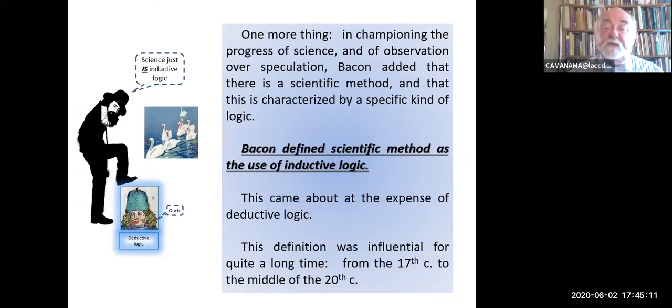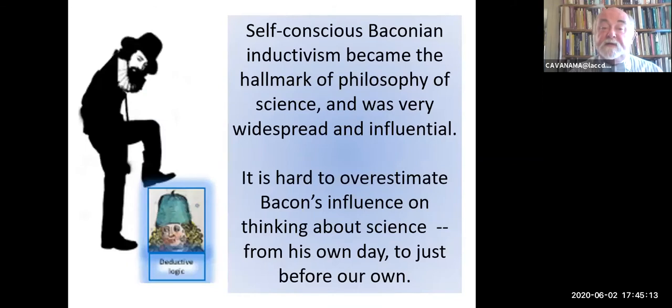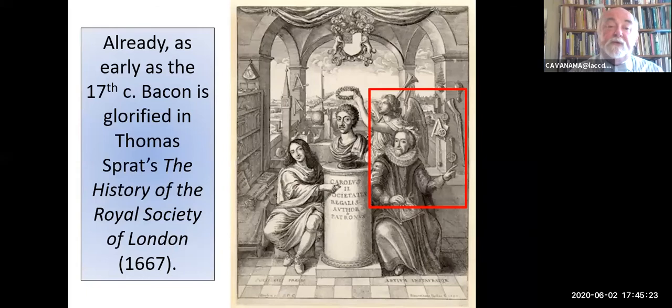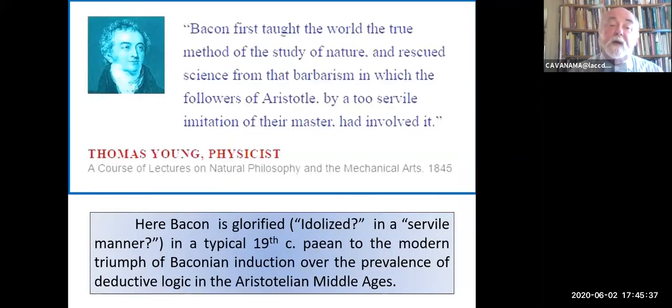And this was influential for quite a long time, from the 17th century to the 20th century. Self-conscious Baconian inductivism became the hallmark of philosophy of science, very, very influential down to almost our own day. Already as early as the 17th century, Bacon is glorified in Thomas Sprat's History of the Royal Society of London. He was a member of the Royal Society. His empiricism was a major ideology there, and subsequently too.